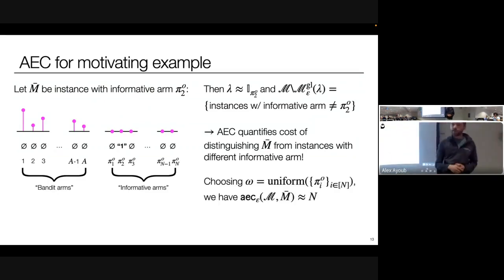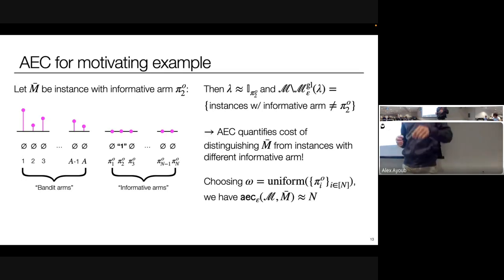Okay, and so in this case then, we need to distinguish M bar from instances with different informative arms. The way we do this is basically we choose an allocation that puts mass uniformly over the arms. And you can show that in this case, the AEC scales as roughly, yeah. Why does lambda put everything on arm 2 and nothing on the others?